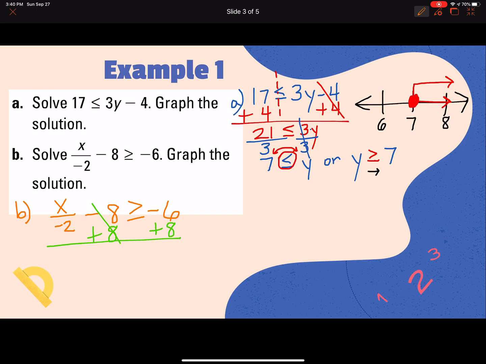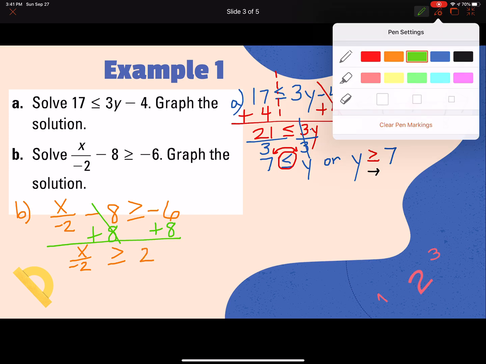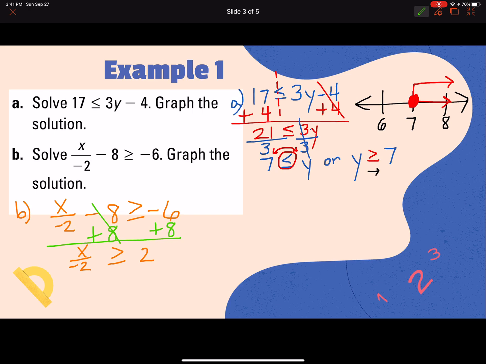I'm going to bring down my x divided by -2. I'm going to bring down my inequality sign, greater than or equal to, and I'm going to simplify -6 plus 8 and get 2. Now they are dividing x by -2. So I'm going to multiply both sides by -2.